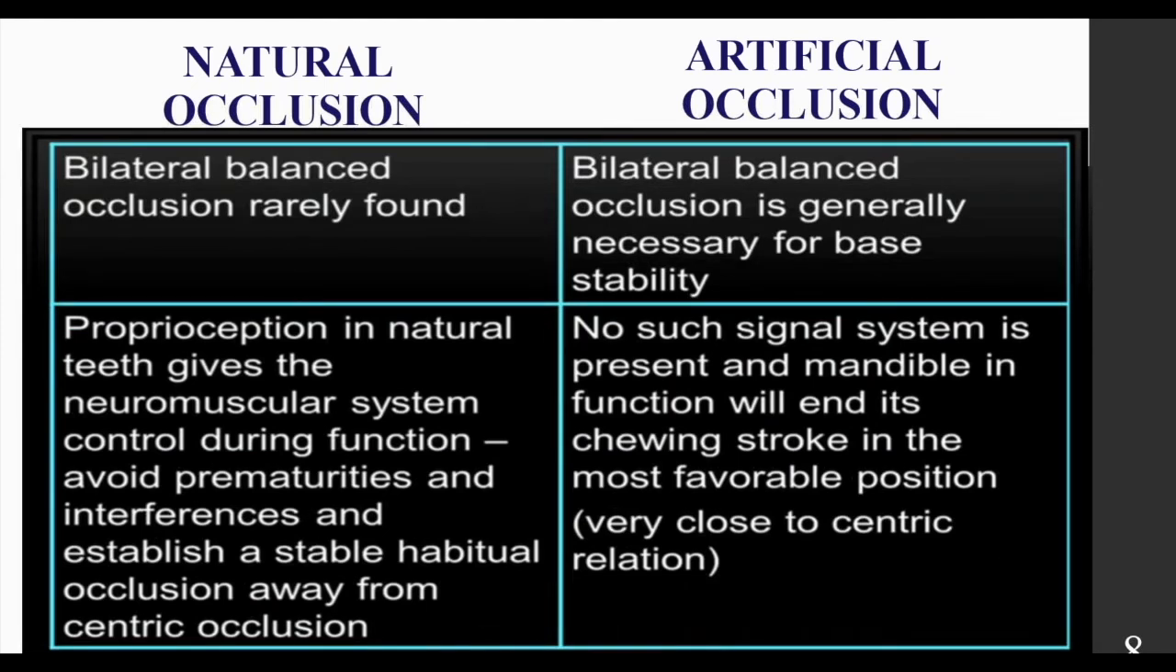In natural teeth, bilateral balance is rarely found, and if it is present, it is considered a balancing side interference. In artificial teeth, bilateral balance is considered necessary for base stability. In natural teeth, proprioception gives the neuromuscular system control during function, which avoids prematurities and interferences to establish a habitual occlusion which is away from the centric relation. With no such feedback mechanism present in the artificial occlusion, the mandible in function will end the chewing cycle in the most favorable position, which is near the centric relation.